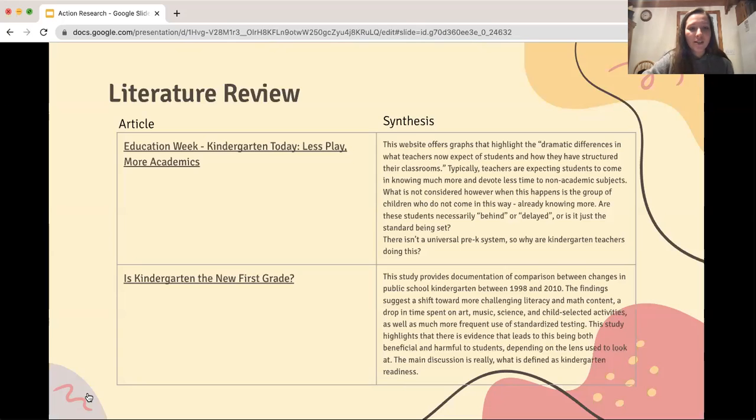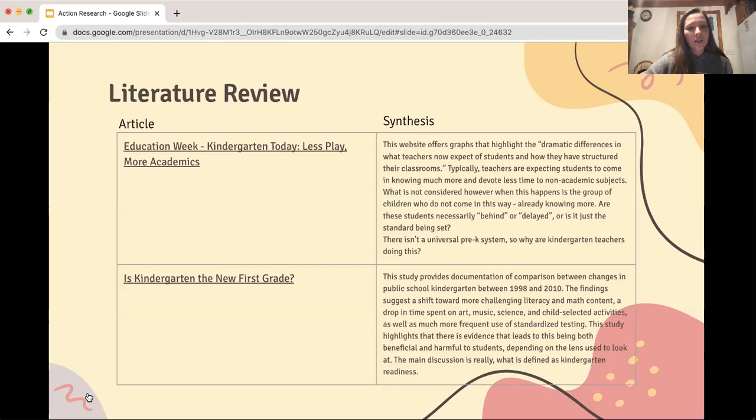So this first one, Kindergarten Today, Less Play, More Academics. This website actually offers visual graphs that highlight the dramatic differences in what teachers now expect of students and how their classrooms are structured, as opposed to 20, 30 years ago. So nowadays, teachers are expecting students to come in knowing a lot more than they used to. So as a kindergarten teacher, it was not a foreign idea for me to expect students to know some of their alphabet, right? I knew some of my students should know, if not all the alphabet, close to all the alphabet.